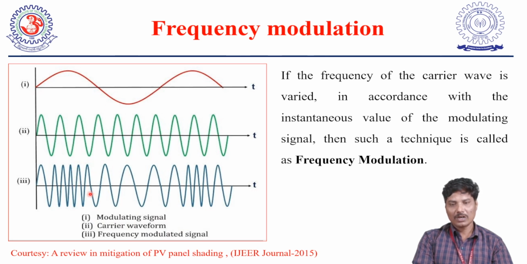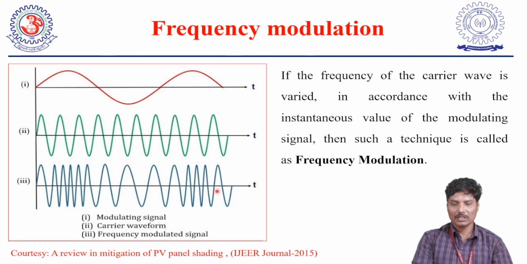That variation we call what? Frequency variation. That is what we call frequency modulation. Variation is nothing but modulation. Yes or no? Therefore, this signal we call the FM signal, or frequency modulated signal. And this signal is able to travel a longer distance. Finally, when it travels a longer distance, where does it reach? The receiver only.